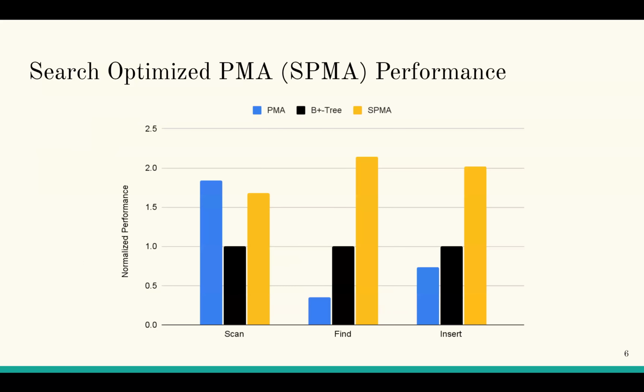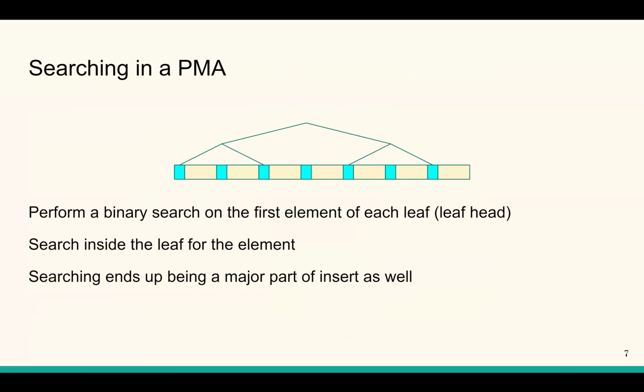I'm going to first talk about some work on a search optimized PMA, and this will speed up the point operation. So we're going to maintain our scan performance and dramatically improve both our find and our insert times. Before I can do that, let's go a little bit into how we search in a PMA. As I said, it's basically an array with extra spaces. Roughly, we just have to do a binary search.